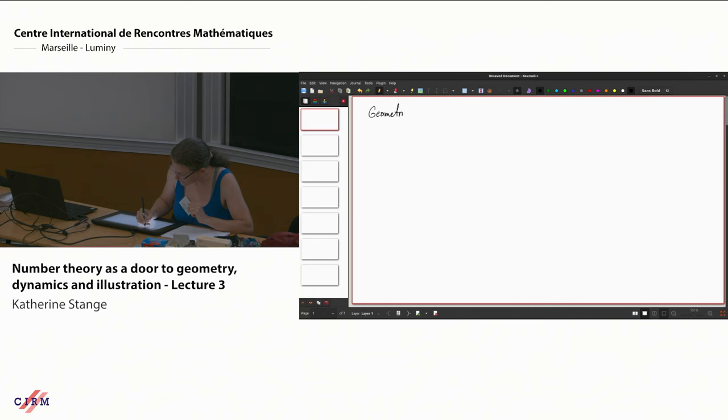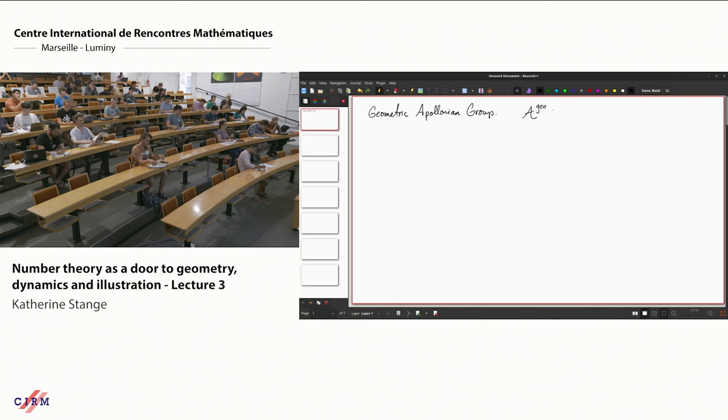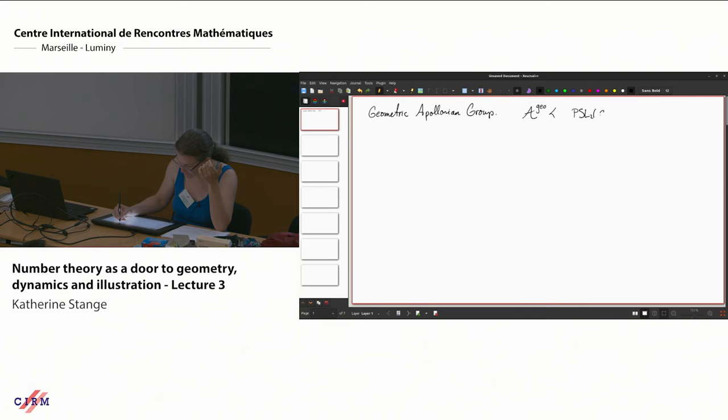So sometimes people call this the geometric Apollonian group. And the idea is that we can use Mobius transformations. So this I might write like this, and it lives inside PSL 2, well, actually, it turns out it lives inside PSL 2 of Z adjoin i, together with, if you like, complex conjugation. Sometimes people call that generalized Mobius transformations, if you add complex conjugation.